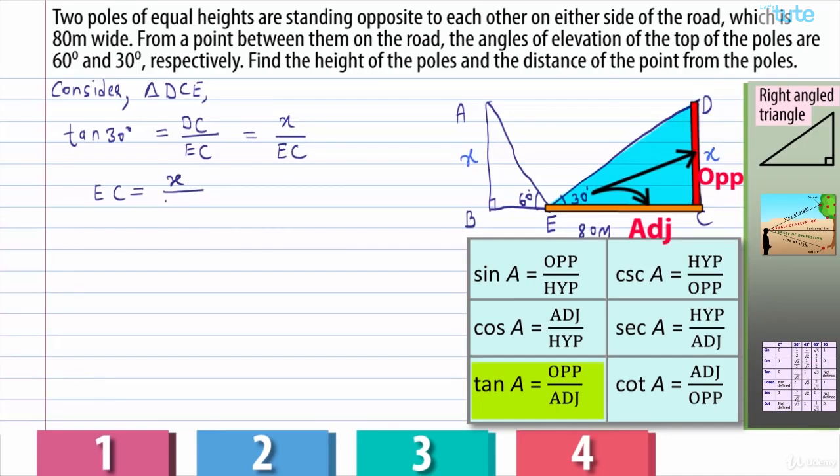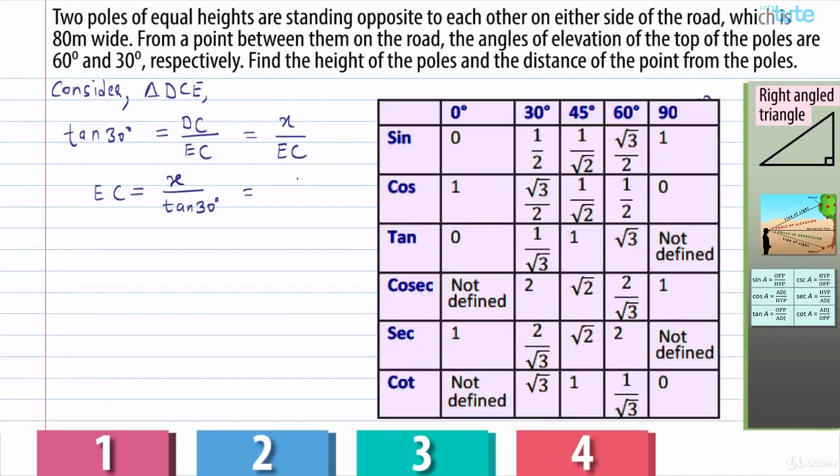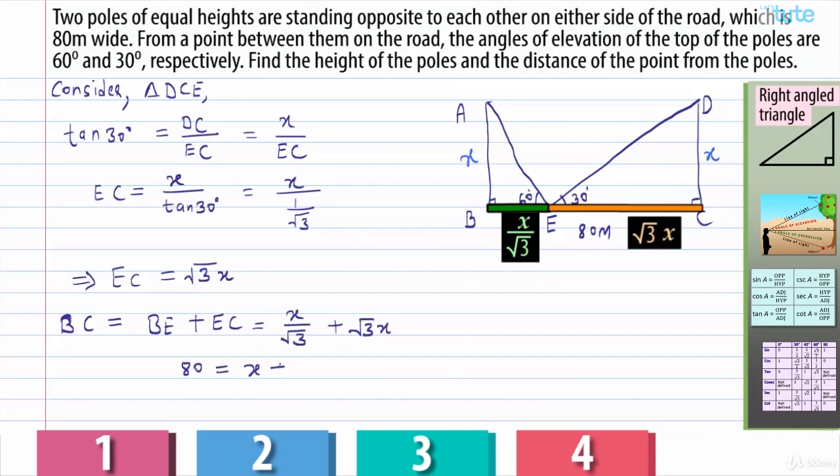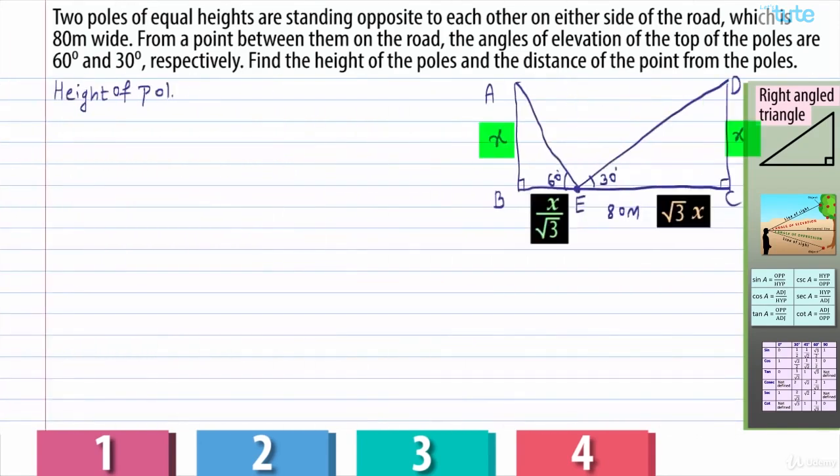So EC is equal to x upon tan 30, and we also know that the value for tan 30 degrees is 1 upon root 3. So now I have the values of BE and EC in terms of x, and we can see that the sum of the distances of BE and EC is the distance BC. It was so simple to get the value of x, and it is equal to 20 root 3. I have taken x as the height of the poles, so AB and DC equal 20 root 3 meters.